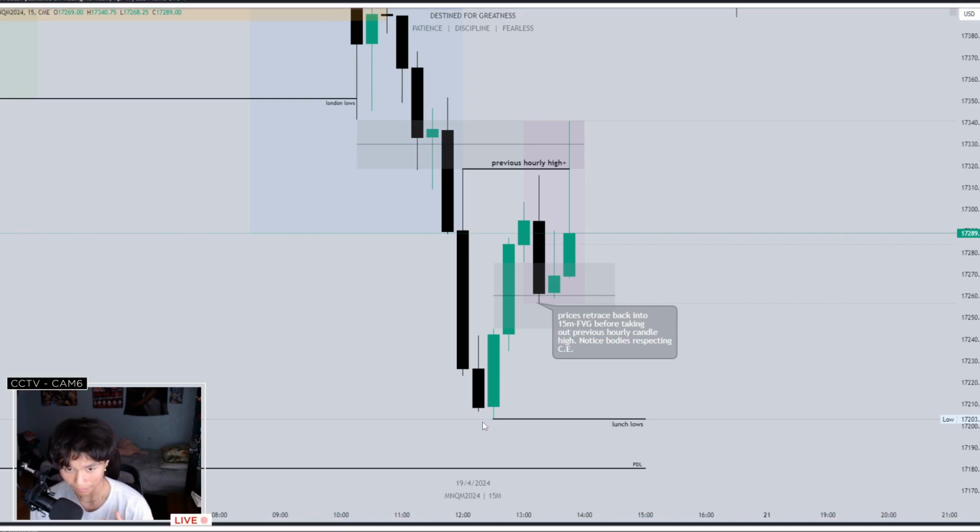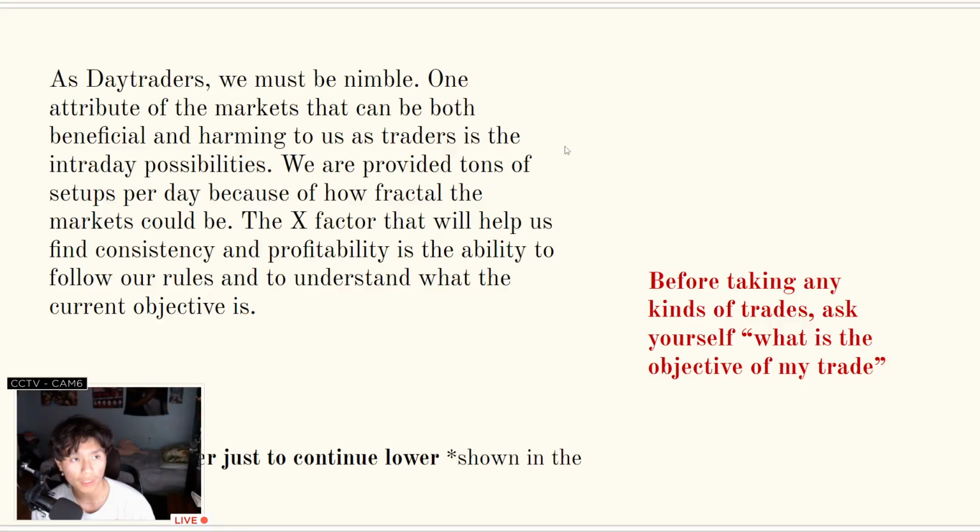So like I said, we went up, we didn't take out previous hourly high yet, and then we retrace. We want to catch that move down to the 15-minute fair value gap. So we go onto the 1-minute time frame, or 5-minute, 3-minute, 2-minute, you know what I mean? Prices retrace back into the 15-minute fair value gap before taking out previous hourly candle high. Notice the bodies respecting the consequent encroachment. So that's another tell-tale sign that, hey, we're bullish as of right now. Our current objective is to go higher on the lower time frames. So we go onto the 1-minute time frame.